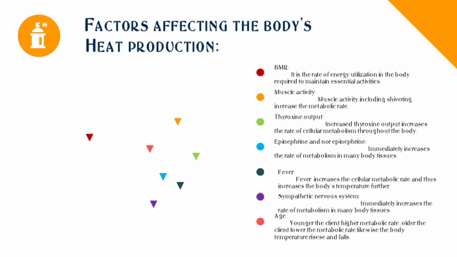The basal metabolic rate or BMR is the rate of energy utilization in the body required to maintain essential activities such as breathing. As the rate of these essential activities increases, the basal metabolic rate also increases, which produces a high amount of heat. Second, muscle activity, including shivering, exercise, or any other kind of activity. These activities increase the metabolic rate of the body. In return for this increased metabolic rate, the body produces a high amount of energy.